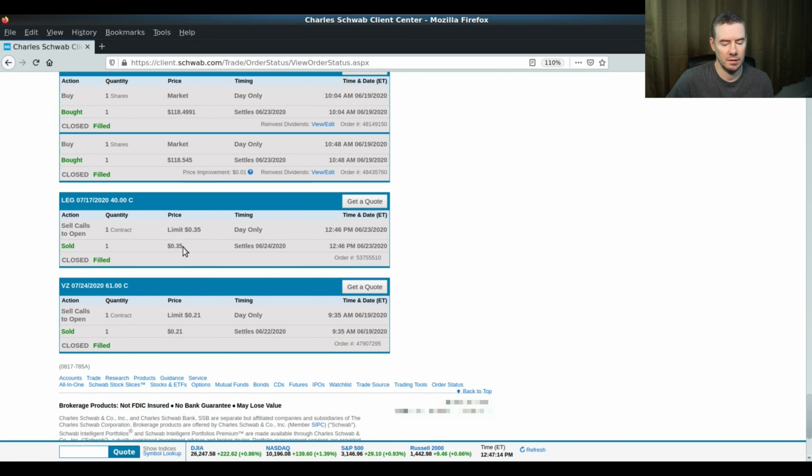So it did fill. It filled at 35 cents, which is $35. That's interesting. I thought you could do a market order, and of course the market order makes sense because it's going to just grab the bid price. So that does make sense. If I'm trying to split the difference there, you got to do a limit order.